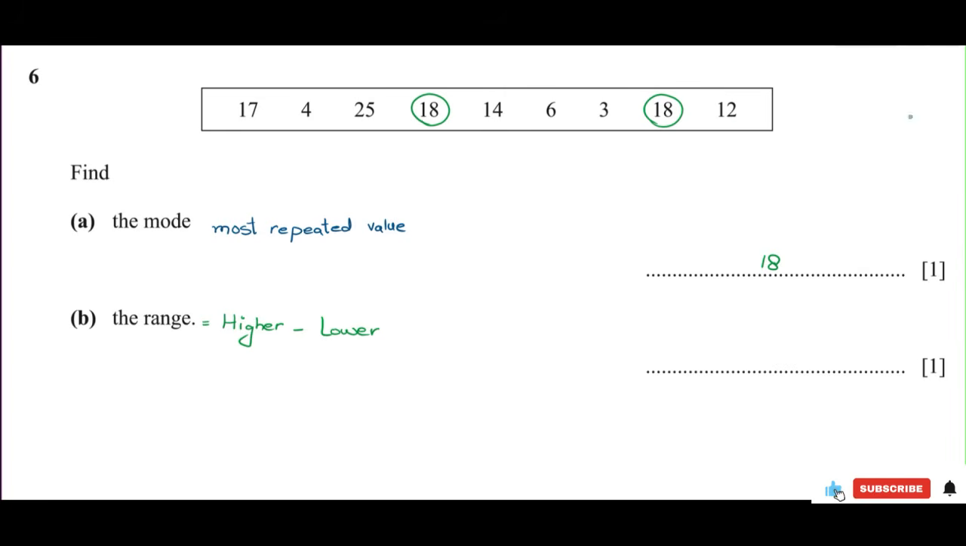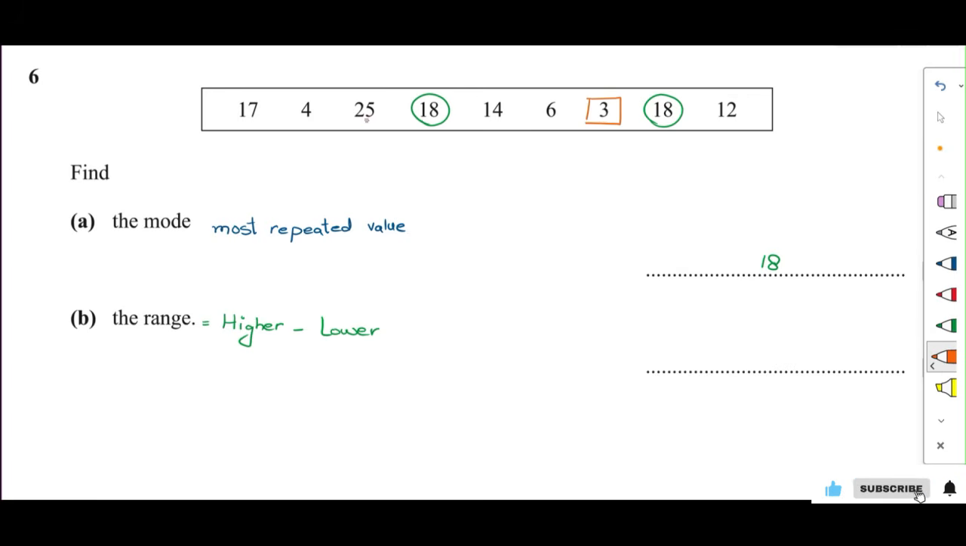So I guess 3 is the lowest one, and the highest one is 25. Right, so here we can say 25 take away 3 equals 22. So the range for this data is 22.